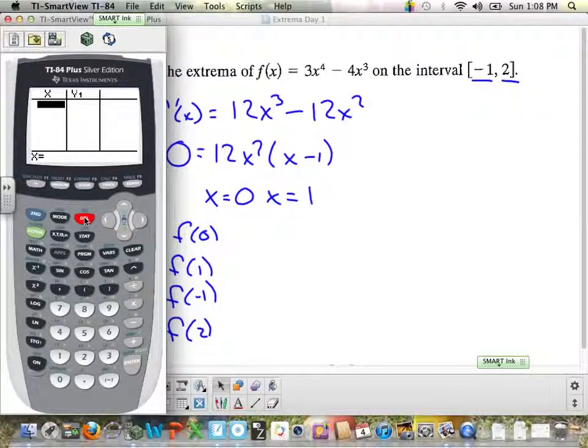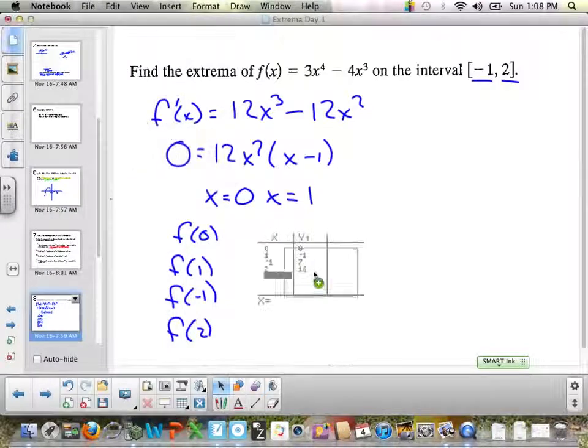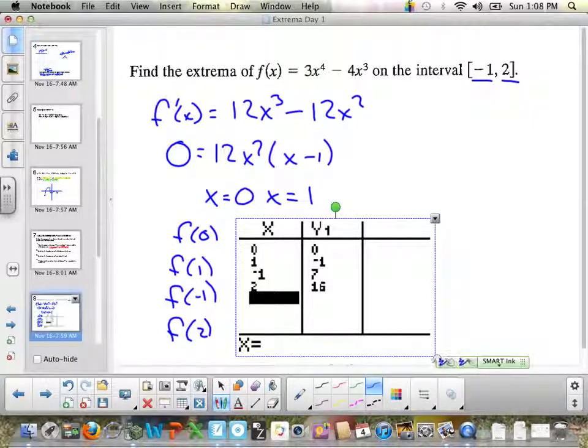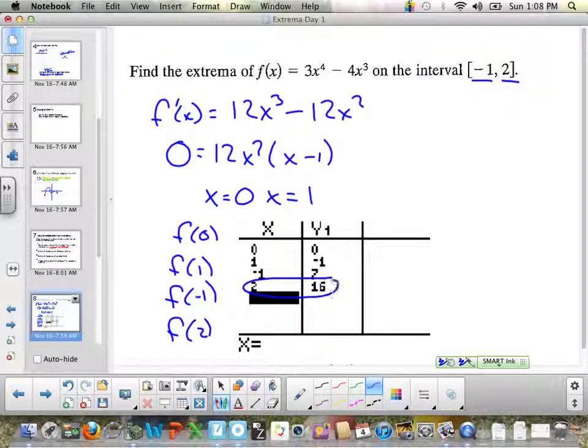I'll clear out what's in there. I'm going to find f of 0 real quickly. F of 1. F of -1. And f of 2. Okay, and then using my table, I can very quickly see that 16 is the max, and it occurs at f of 2. So f of 2 equals 16 is the max.